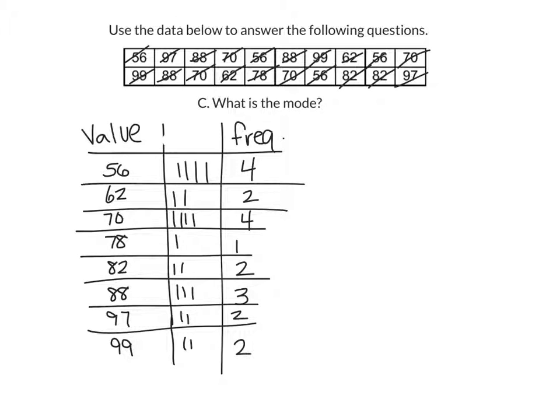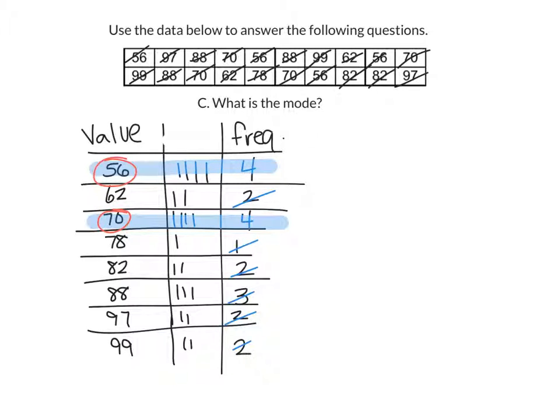Like we said before, the mode is the value that occurs the most often. So I want to identify the value with the highest frequency. So if we look here, 56 has a frequency of 4, but 70 also has a frequency of 4. And 4 is larger than any other frequency on this chart. But 70 and 56 occur both 4 times, which is the highest number of frequencies in the table.